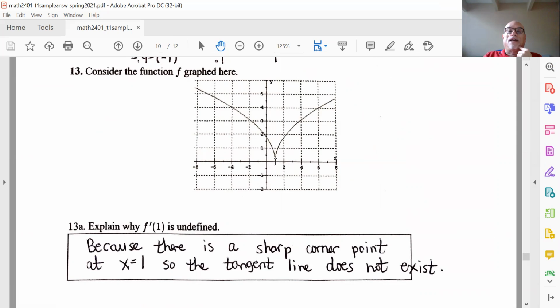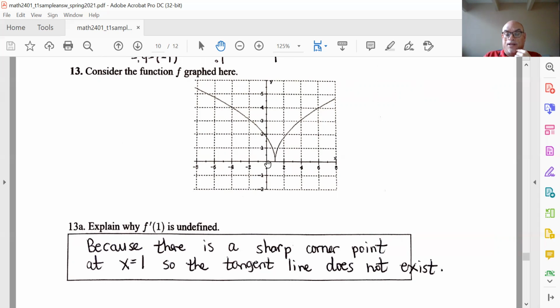Here's 1 on the x-axis. So why is f prime of 1 undefined? Remember, to have an instantaneous rate of change at a particular input, the graph has to be a smooth, unbroken curve at that input. But right here at 1, the graph is not smooth because you have a sharp corner point here at the input 1. See, this graph comes down to this very sharp point and then goes up again. So that's why f prime of 1 is undefined, because the graph is not smooth here at the input 1.